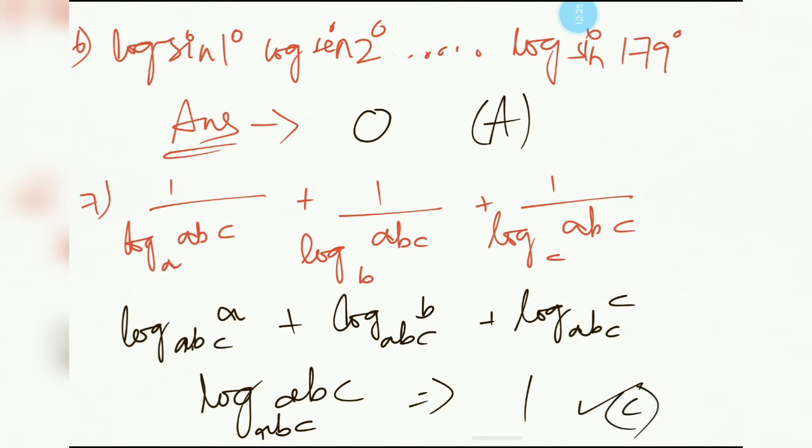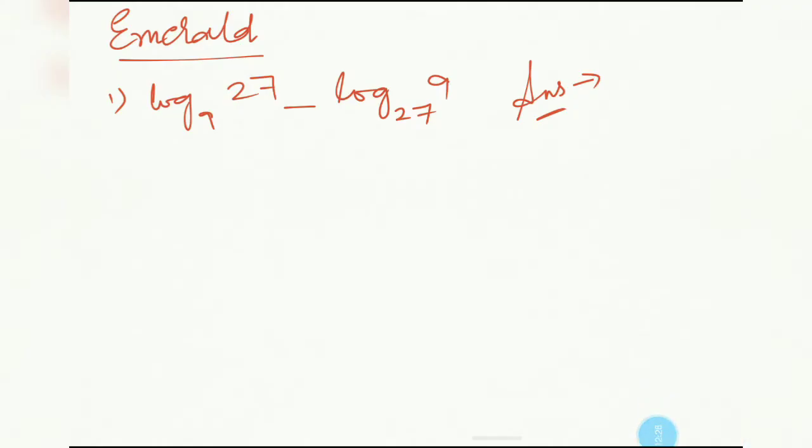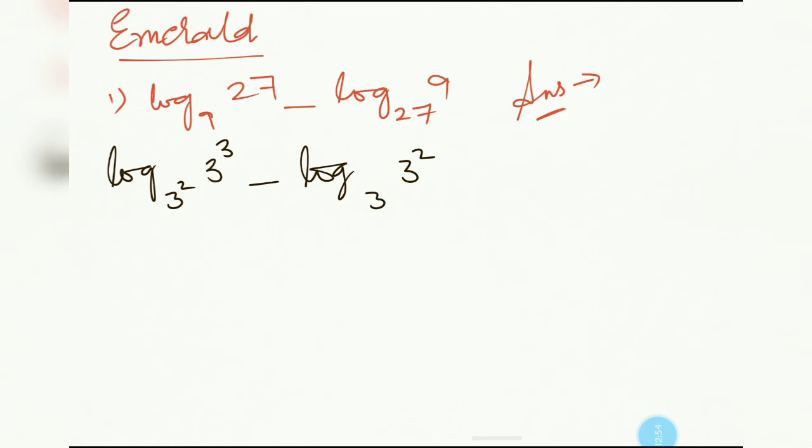Okay. Now we will look at the emerald package. So emerald package, first question: the value of log 27 to the base 9 minus log 9 to the base 27 is. So here this is a very simple question. First, 27 can be written as 3 cube and 9 can be written as 3 square. Okay, so minus log 9 can be written as 3 square, 27 can be written as 3 cube.